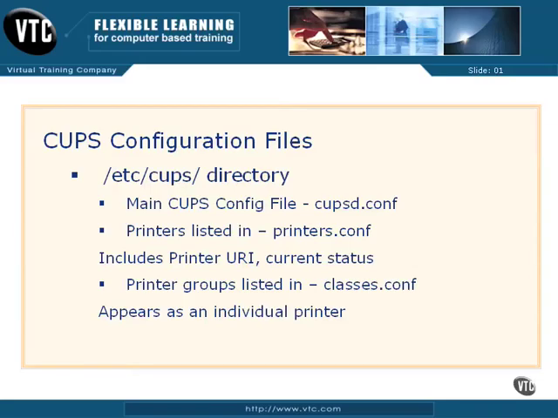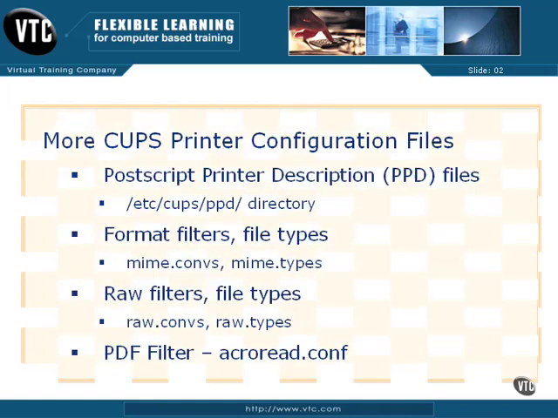If you've configured a group of printers together in a class, those printers are listed in classes.conf. That file looks somewhat like the printers.conf configuration file. That print group, or print groups, configured in classes.conf appear in shares just like an individual printer. A job sent to a print group is processed by the first available printer in that group. Configured PostScript printer description drivers, also known as PPD files, are stored in the /etc/cups/ppd directory.